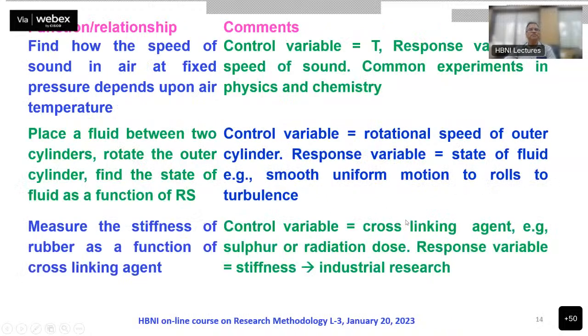For example, just to give you some examples from Marder's book. Find how the speed of sound in air at fixed pressure depends upon air temperature. So the speed of sound can vary with temperature, so keep the pressure constant. So what is the control variable? Temperature. The response variable, speed of sound.